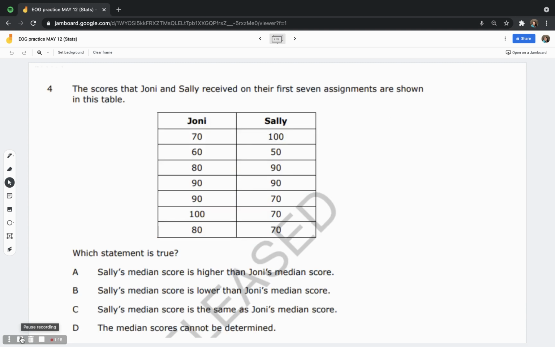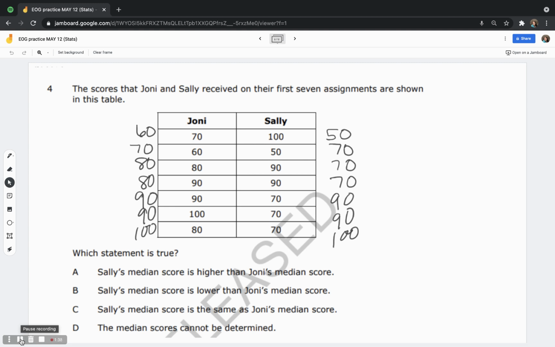Our next question says, the scores that Joni and Sally received on their first 7 assignments are shown in this table. Which statement is true? Now, if I look at all my answer choices, we are comparing the median. And to get the median, I'm going to arrange my numbers from least to greatest and see which one is in the middle.